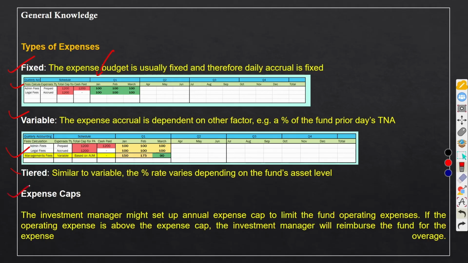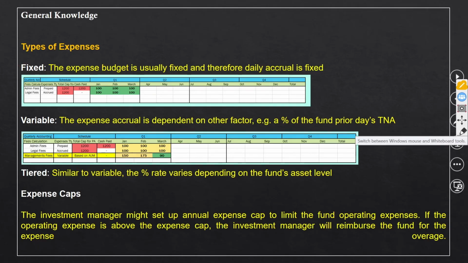Then expense cap. The investment manager might set up an annual expense cap. Cap means limit, so this becomes your cap on the fund operating expenses. And if the operating expenses are above the expense cap, then the fund manager will reimburse the fund for the expense coverage. So basically the fund manager will have to adjust that or pay out those expenses. All right. So I hope now you got the idea about fixed, variable, and cap expenses also.